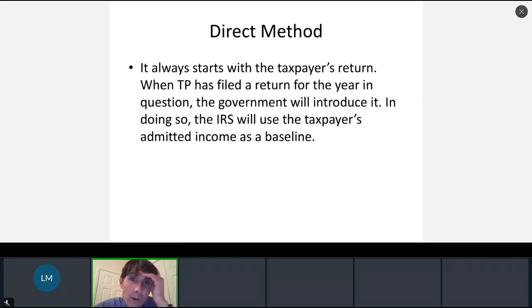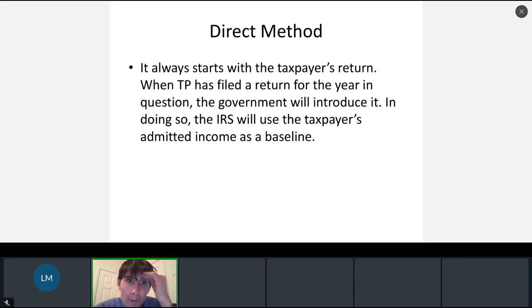So direct methods always start with the taxpayer's return. When the taxpayer has filed a return for the year in question, the government introduces it. It's usually Exhibit A. In doing so, the IRS uses the taxpayer's admitted income as a baseline. Oh, and by the way, these cases, of course, are tried by attorneys in DOJ who have a substantial knowledge of tax and the tax laws. I found that most of them possess backgrounds in accounting and have master's degrees in tax law, and have experience litigating financial crimes and white collar cases, having worked in the AUSA's office. They are from DOJ Tax, which is a department in the Department of Justice in Washington. They are very well versed in the tax laws and in litigation, so they combine a 1-2 punch.